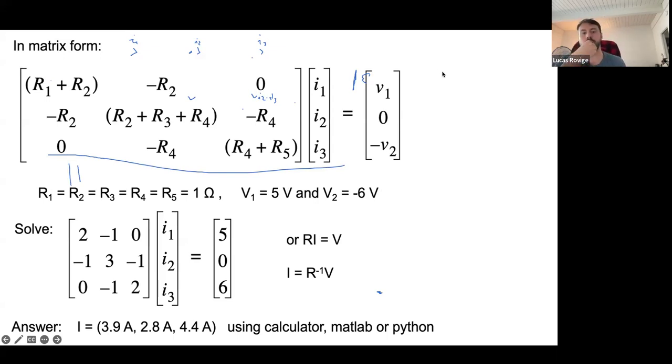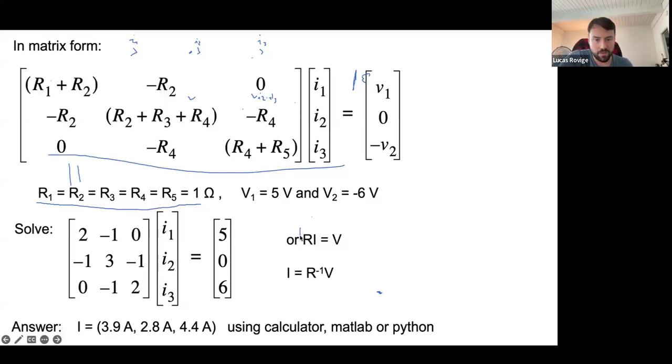And that might seem like a complication at first because we just had a system and now we have matrices making things more complex. If you remember your algebra courses, let's say we give those resistors a value of 1 ohm, and V1 is 5 volts and V2 is minus 6 volts. Then our system becomes this, and we want to solve to get I1, I2, and I3.